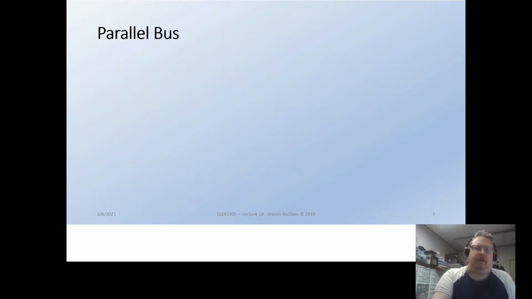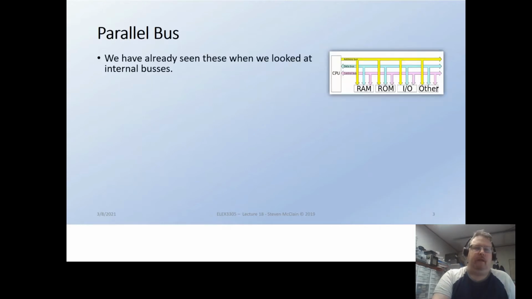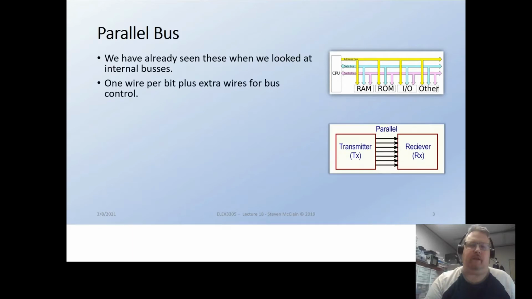Well, one of the most efficient ways to do it is with a parallel bus. We've already seen those, presuming you've seen the earlier lectures, where you've got address buses and data buses, and they're all going in parallel, a whole bunch of wires all working at exactly the same time. So you can move 1 bit per wire per time.